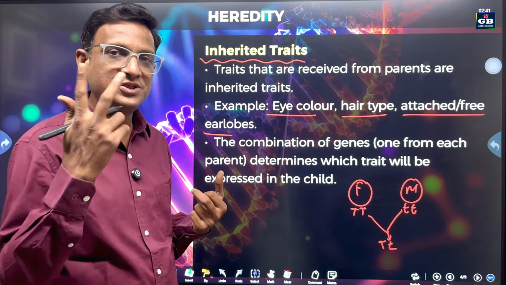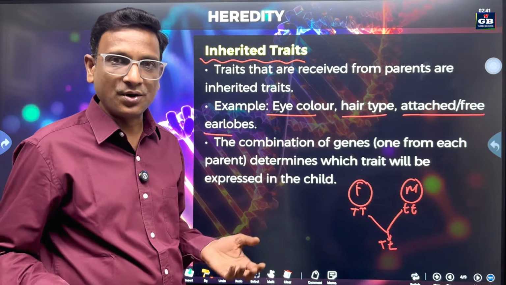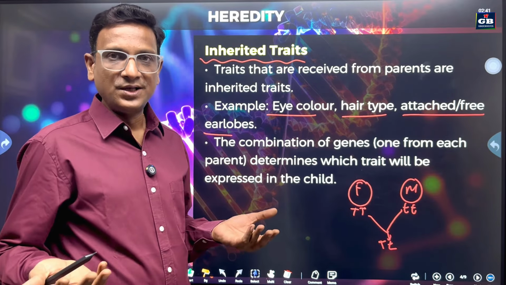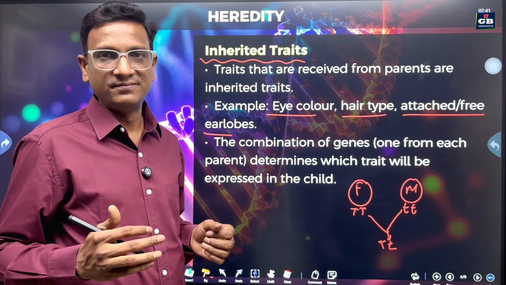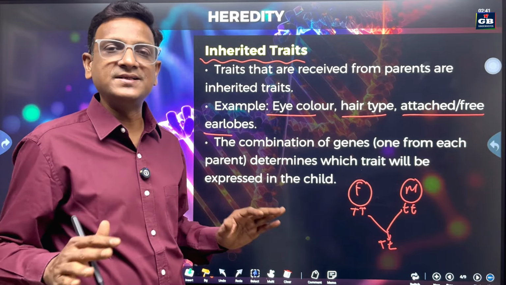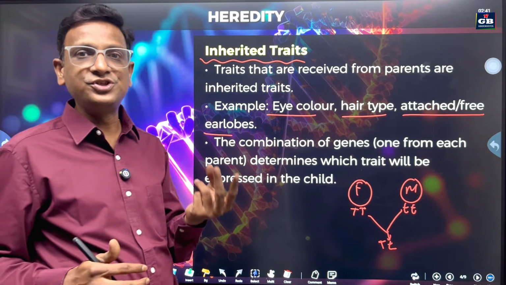But he is having two genes in his body. One is tall, one is short. Short is not expressed, tall is expressed. So the gene that is expressed is the dominant gene. The gene that is not expressed is the recessive gene. So for every trait, we have two genes, children.